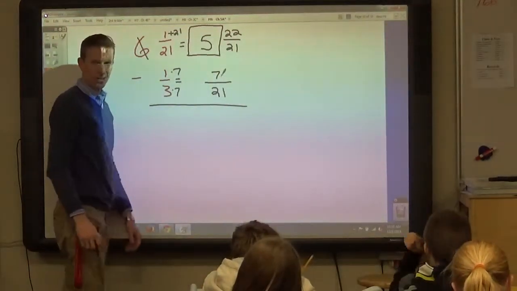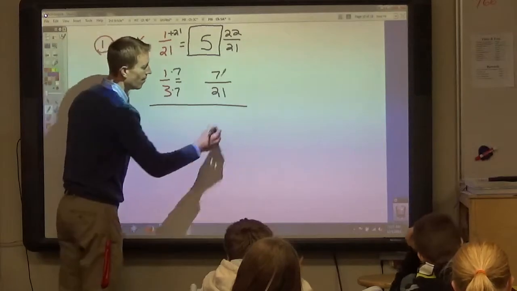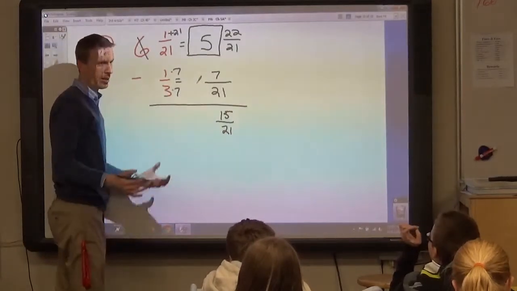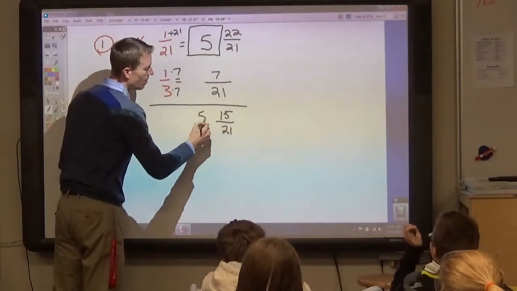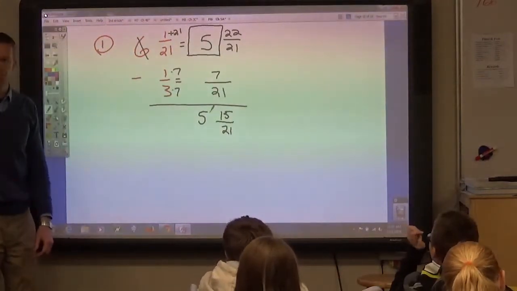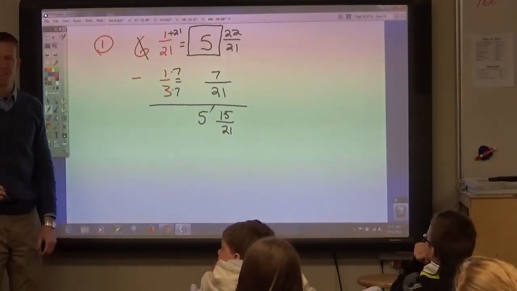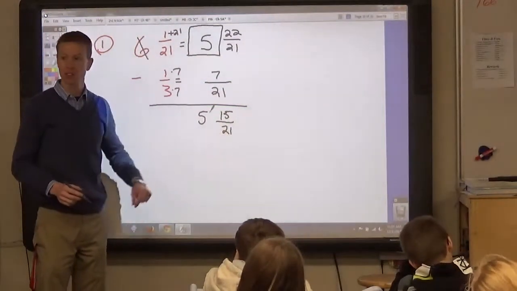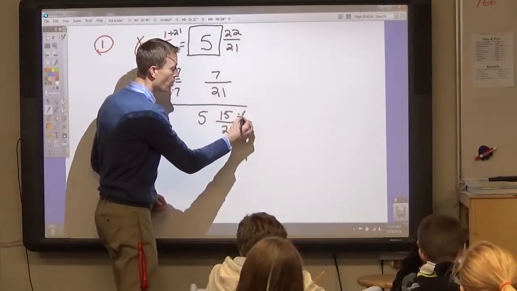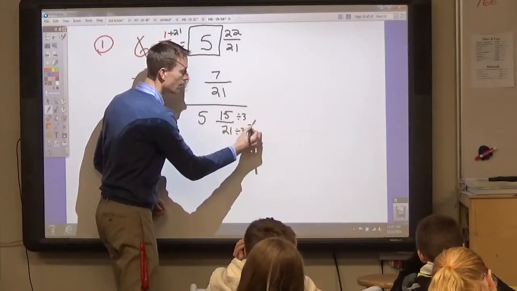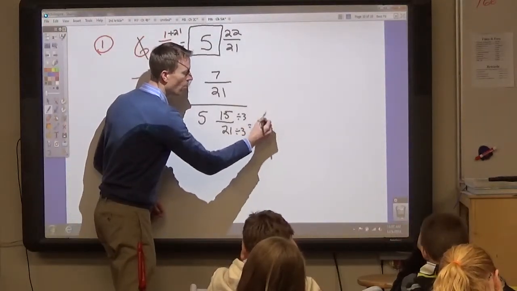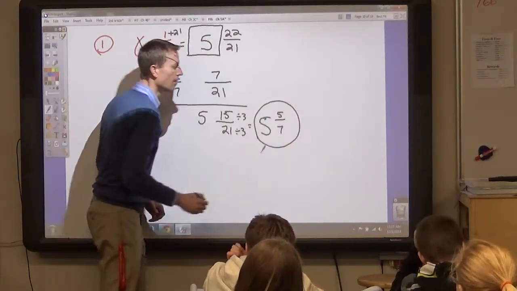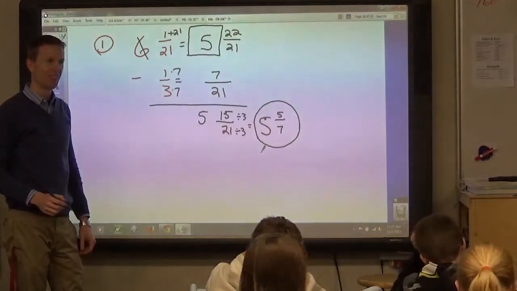22 minus 7 is 15/21. 5 wholes, take away 0. So that's 5. Is that simplified? No. It's not. 15 and 21, what common factor do they have? 3. So we have to divide both by 3. So now we have 5 wholes and 5 sevenths. That's simplified. Okay.